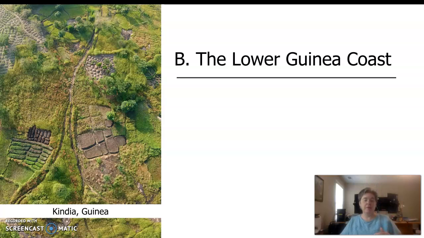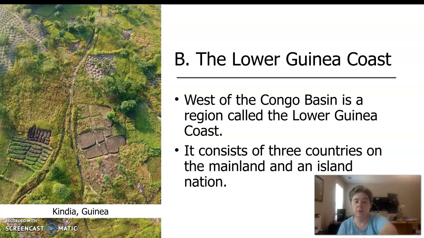Okay, so let's talk about the Lower Guinea Coast. We're going to start with just a couple little things about it, and then we'll talk about the four different countries. This is an area west of the Congo Basin, and it is 3 countries on the mainland, and then an island nation.